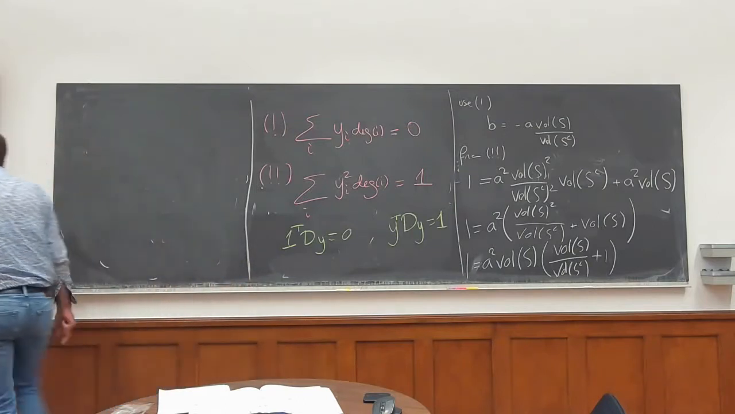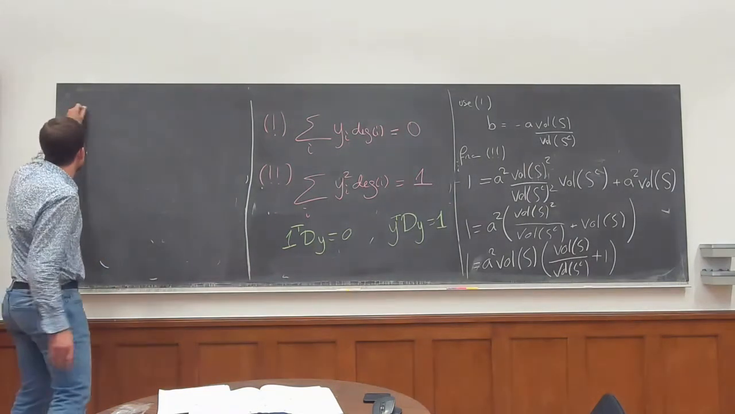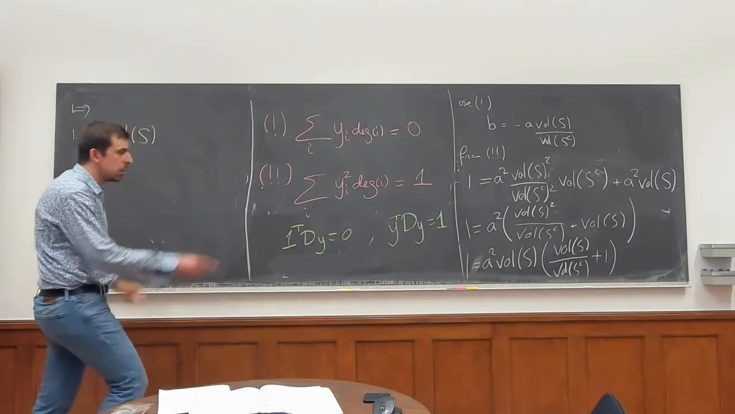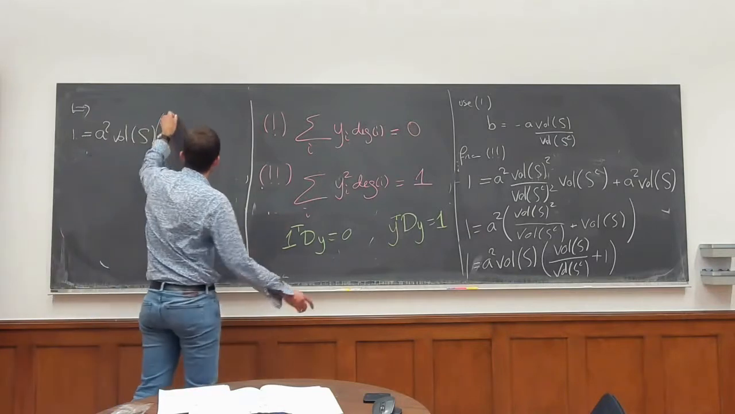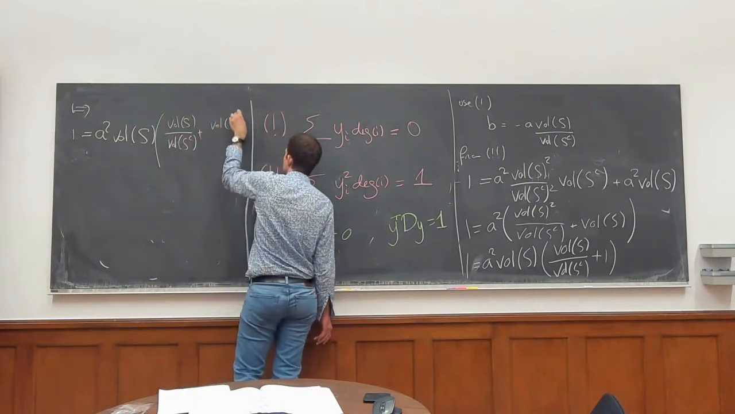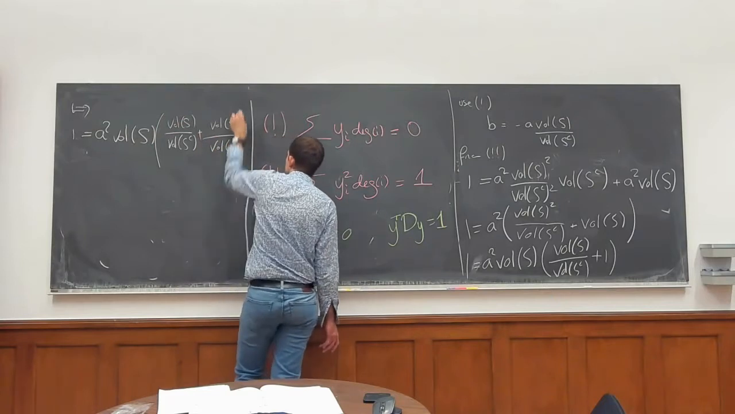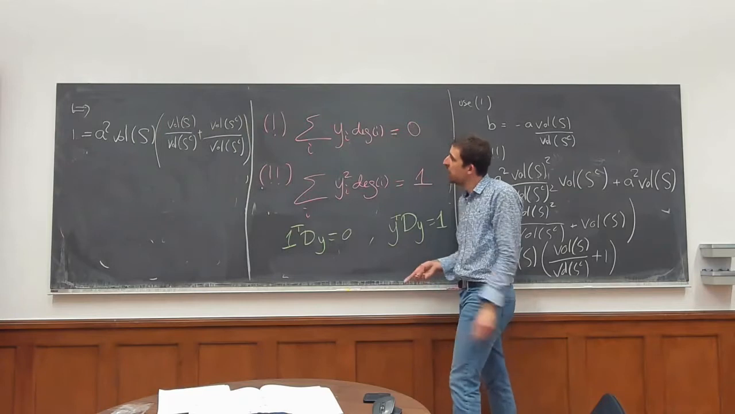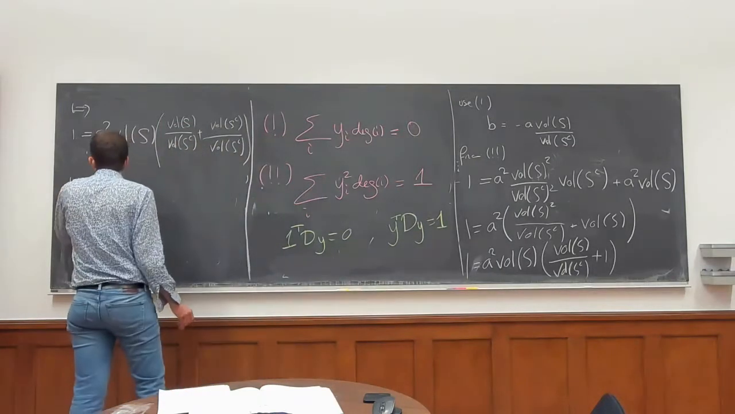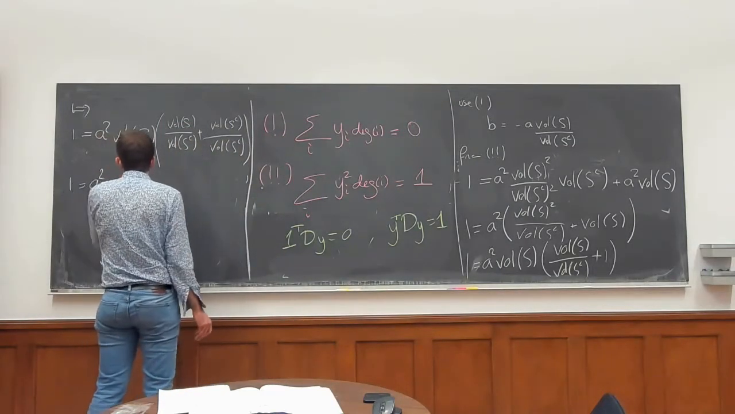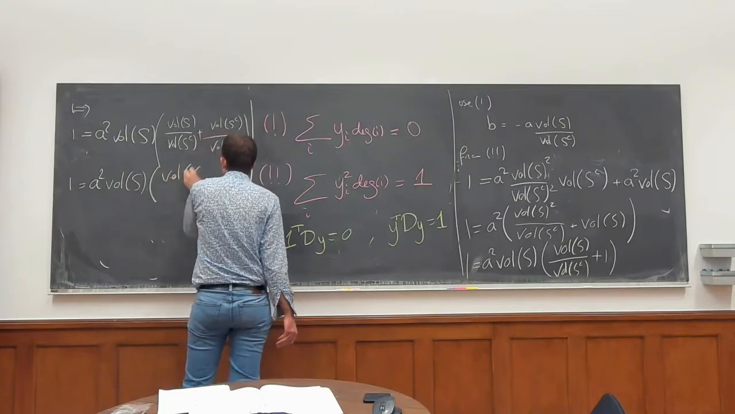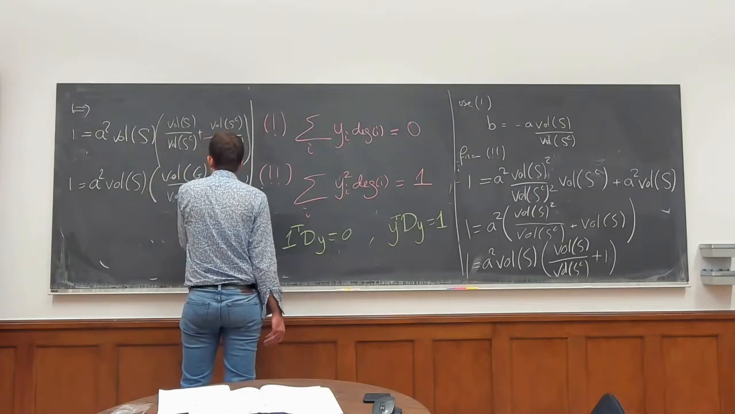Okay, so we get that this is equivalent to, and now what do I have? I'm going to rewrite this. I have volume of S over volume of S complement plus volume of S complement over volume of S complement. And now the denominator is the same. And so I just get volume of S plus volume of S complement, but we know that that's just the volume of the graph. So really what we have is 1 is equal to a squared volume of S, right, times volume of the graph over volume of S complement.